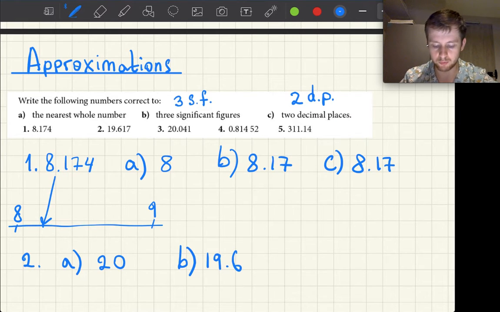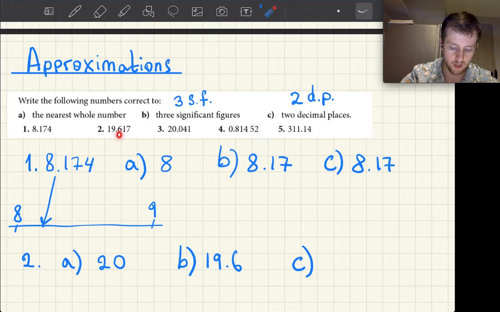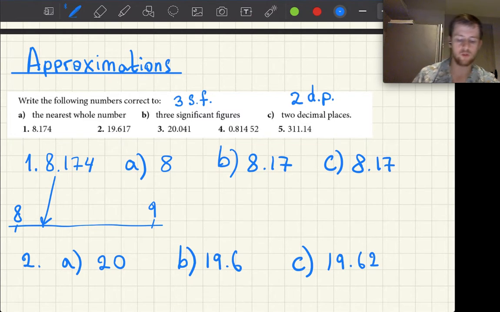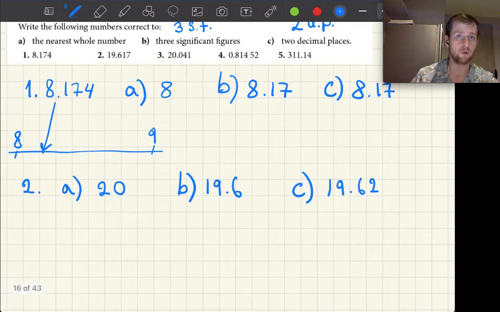Finally, two decimal places, so that's the first one and this is the second one. Then we have 6, 1, and after 1 we have 7, so the 1 is going to go up because there is 7 after it. It's going to be 19.62 here. Okay, let's keep going.